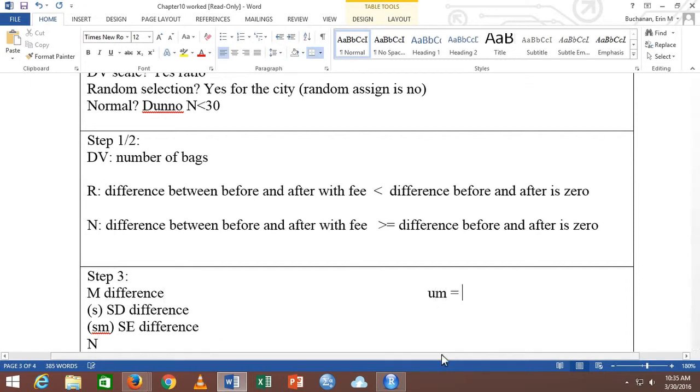We're assuming that mu is 0. It's not something you have to write, but that's why over here, for the population, this difference is 0. It's because we assume mu is 0.